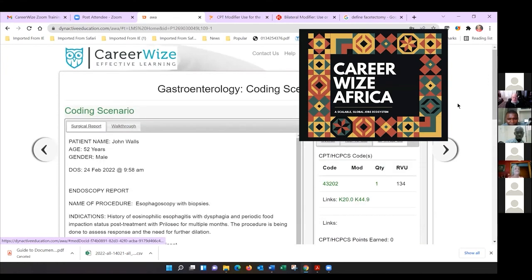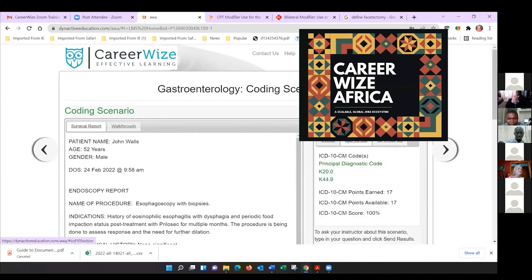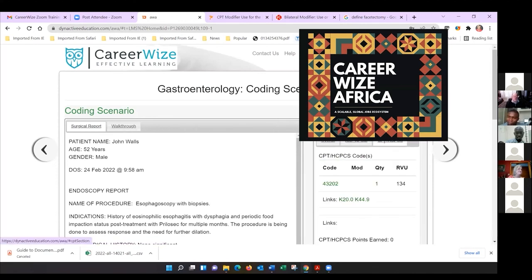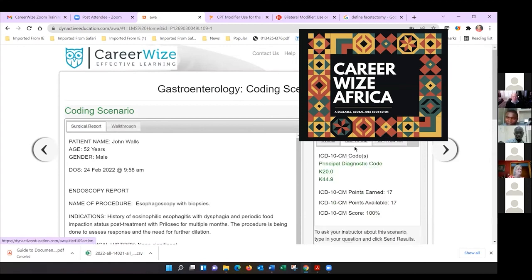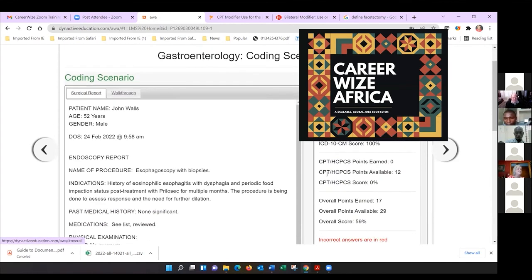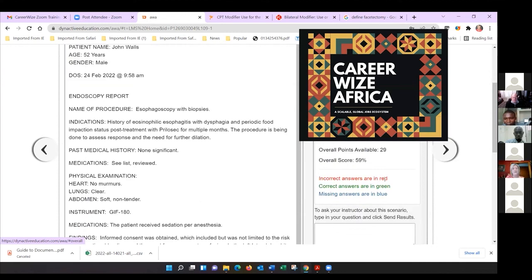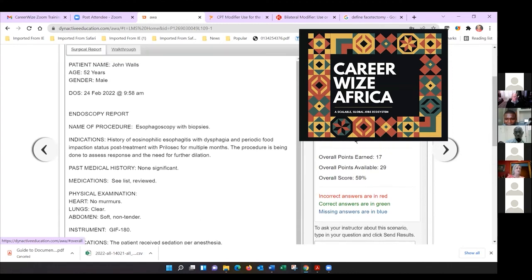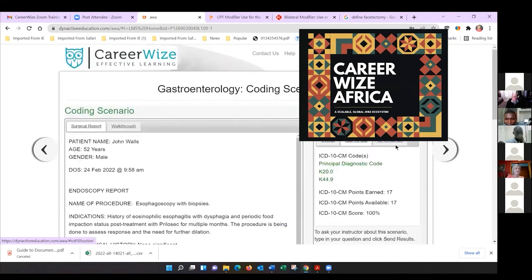Yeah, there's not one error in the chart. I mean, they show up as red, right? When you make a mistake, you miss. I think they're shown as blue when you miss it, red when you put something that didn't belong there. Yeah, right here. If I was wrong, it'd be red. Yep. If I'm correct, it's green. And if I didn't code something, like if I had left my hiatal hernia off, it would be blue. Let's go back and look.